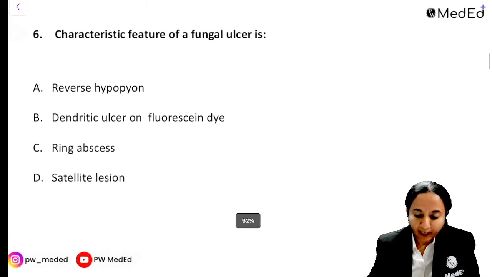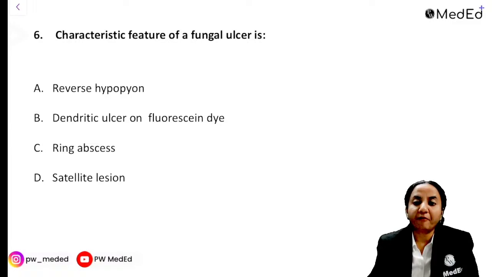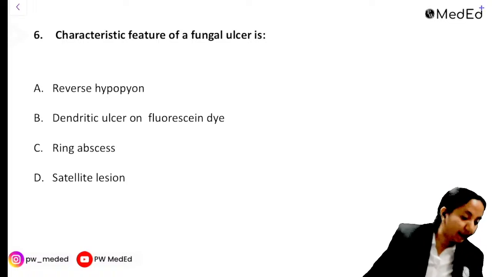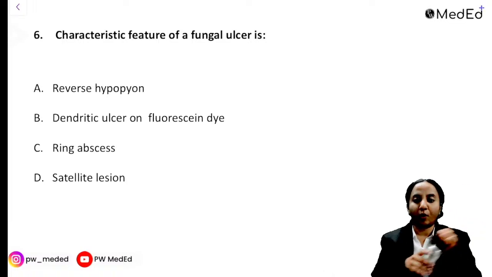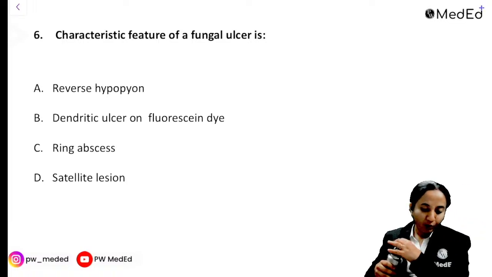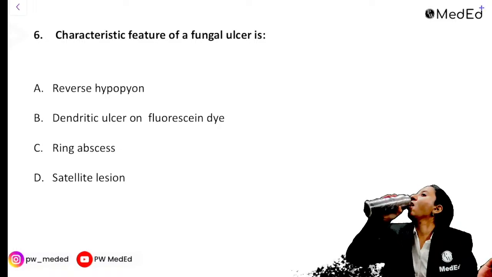Which of the following is a characteristic feature of a fungal corneal ulcer? So quickly tell me what is the answer.